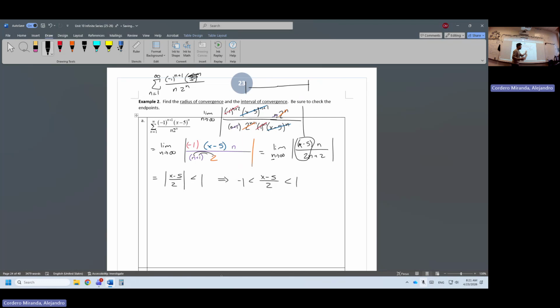So let me multiply by 2 on both sides and add 5, and then I'm done. So here's me multiplying by 2. Here's me adding 5. And then there's my interval of convergence.